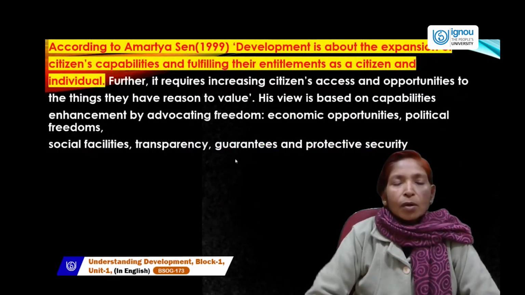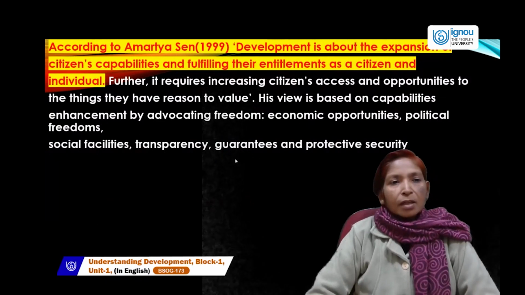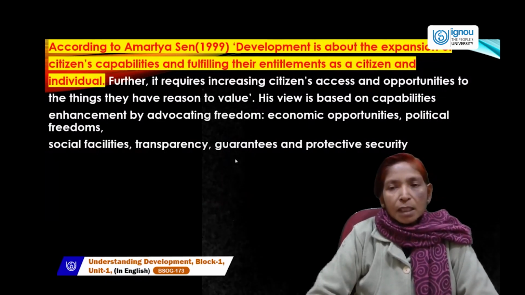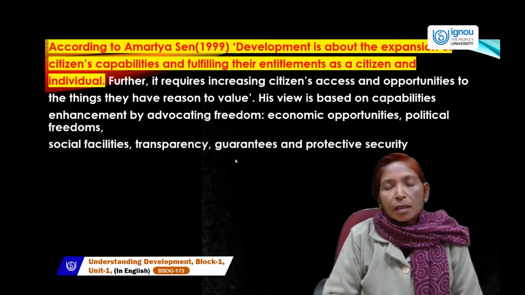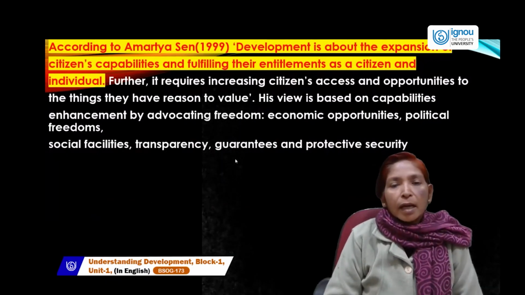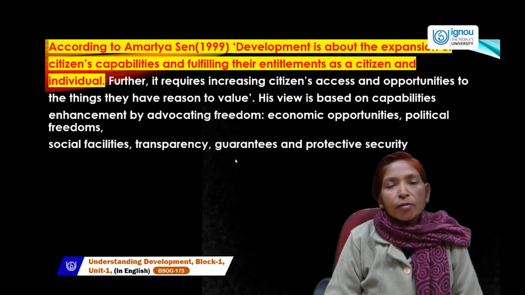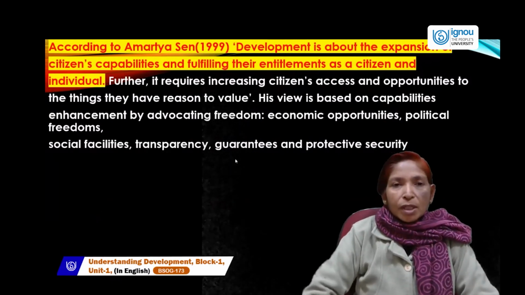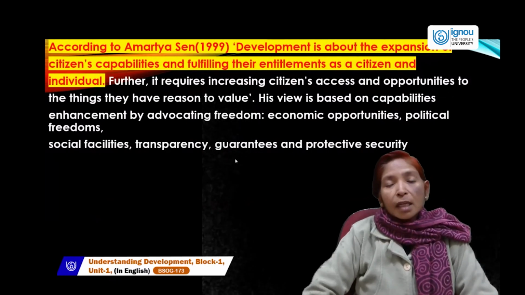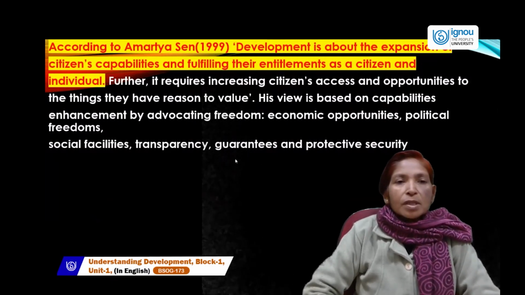Next is according to Amartya Sen. Amartya Sen is a Nobel Prize winning economist. He got the Nobel Prize in 1999, and Amartya Sen said that development, he defined the concept of development in 1999. According to him, development is about the expansion of citizens' capabilities and fulfilling their entitlement as a citizen and individual. Amartya Sen has given more contribution in poverty, and he gave the measure of poverty, how poverty can be measured according to the Sen index.